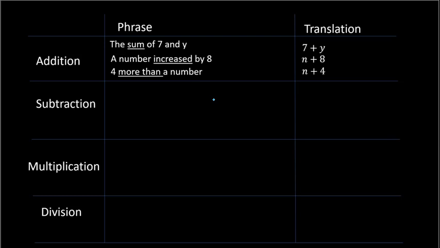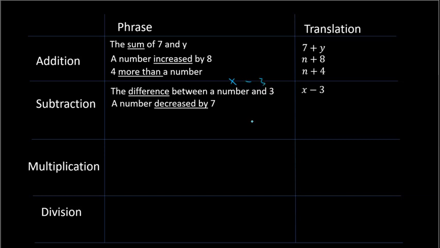Next we have subtraction. One word is the word difference. Difference means subtraction. So when it says the difference between a number and 3, that means we're subtracting 3 from some number. You can use any variable, and here we'll use x. And so we take x, and then we're subtracting 3 to get x minus 3.